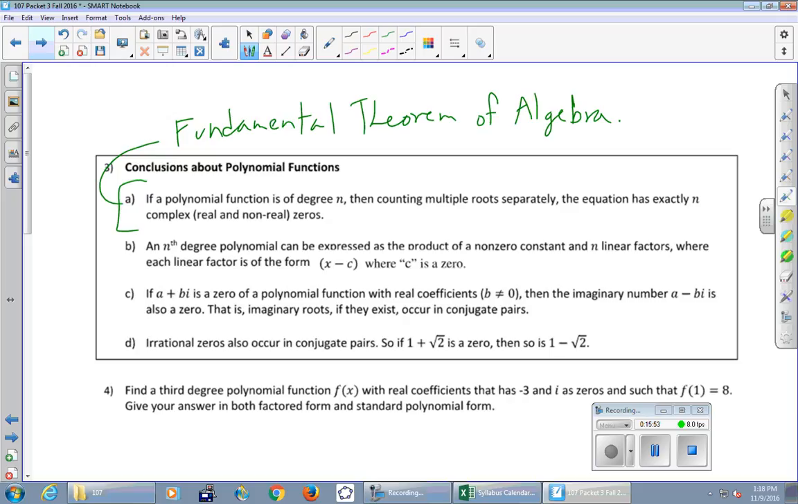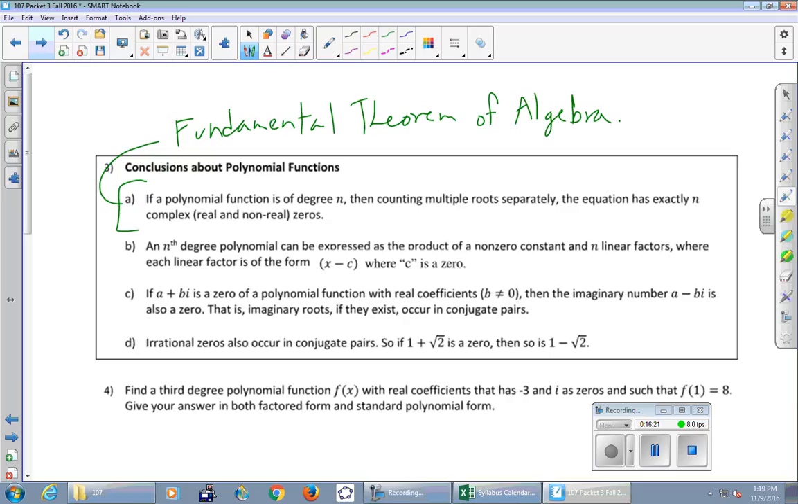Part B, an nth degree polynomial, the same n we saw, can be expressed as the product of a non-zero constant, some number in the front of all those parentheses, and n linear factors, like 7 linear factors like we saw before, where each linear factor is of the form x minus c, where c is one of our zeros, right? This is just what we saw with that example. X minus some zero, x minus another zero, x minus each zero.